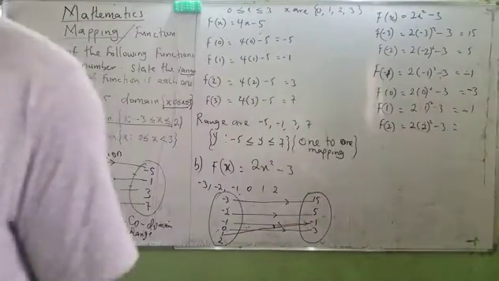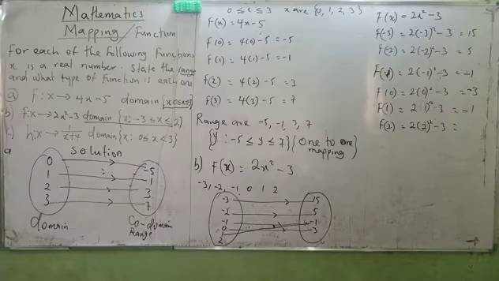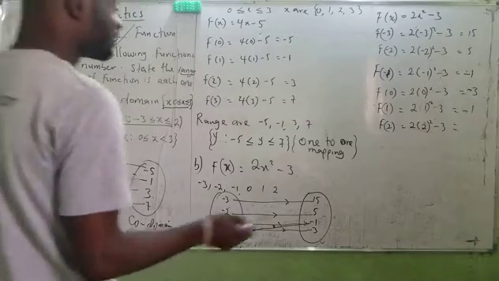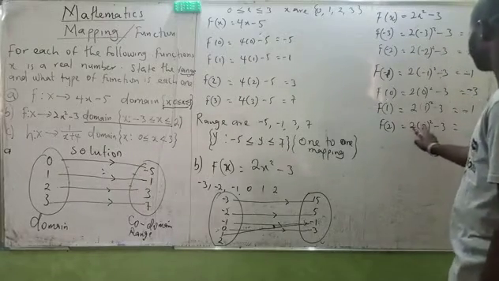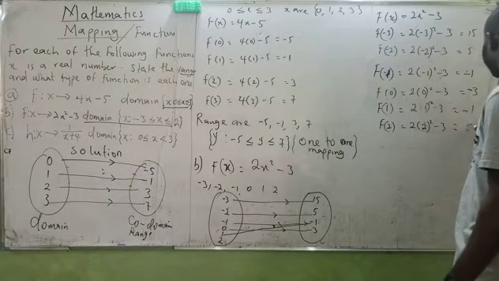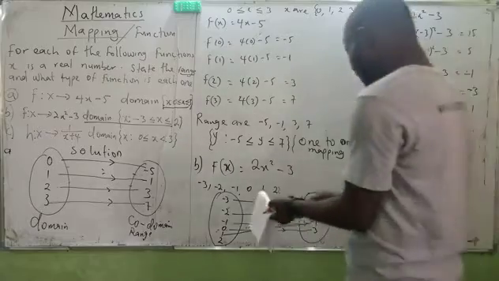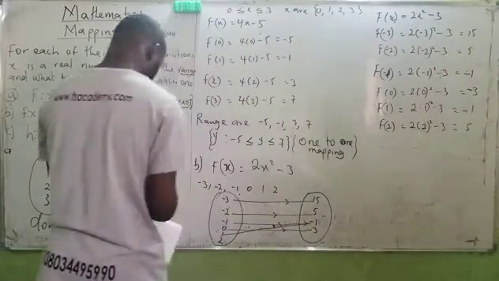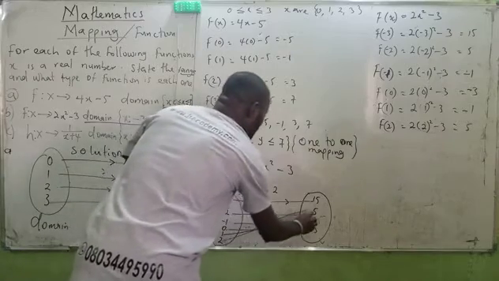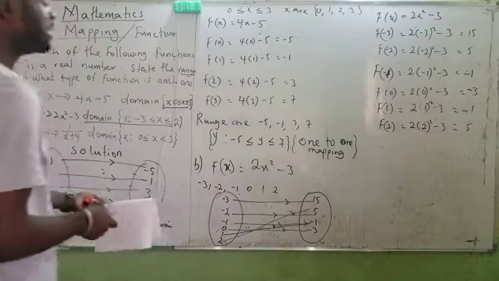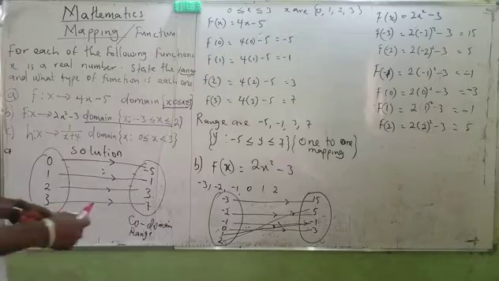Sorry for that. And this is 2. I'll be having 8, I mean 8 minus 3, which will be 5. Can you see? I'll be having 5. It means we map this to this. It's allowed.